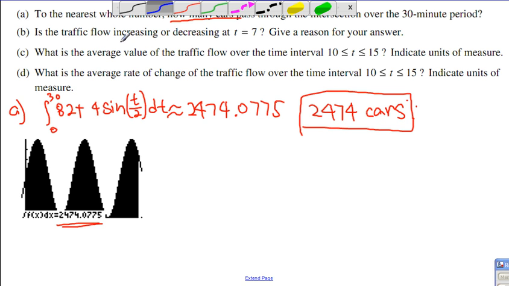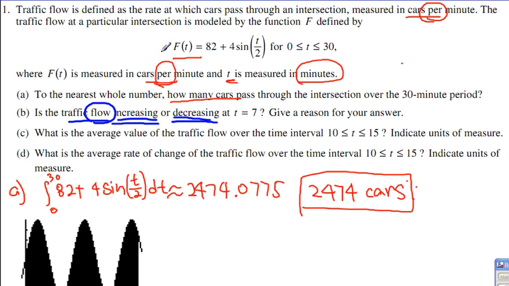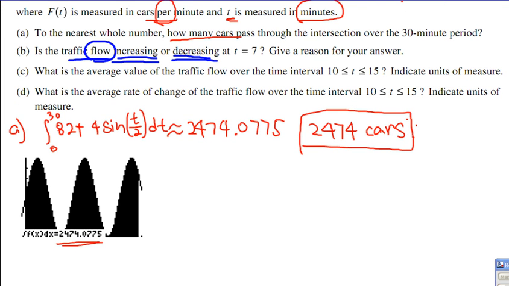Now let us go for number B. Is the traffic flow increasing or decreasing? Now, when you look into this one, the word increasing or decreasing implies derivative. The traffic flow, in fact, is that function that's given already. Therefore, since this is a flow, is the flow increasing or decreasing? We have to find the derivative. In order for us to find the derivative, for B, we are looking for f prime of 7.